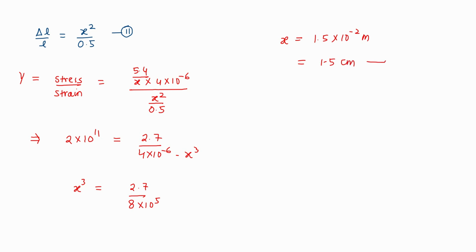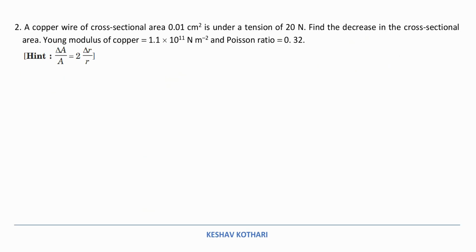So this is the answer for the first problem, where we are discussing the vertical depression developed in a wire which is clamped at both ends and a weight is attached at its center. Let us deal with the next problem. The next problem is asking: a copper wire of cross-sectional area 0.01 centimeter square is under a tension of 20 Newton. Find the decrease in the cross-sectional area.